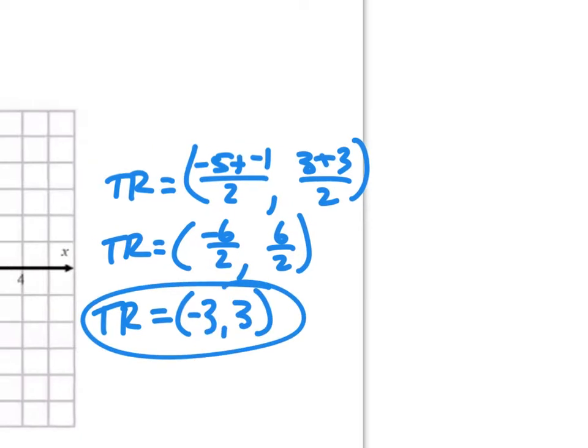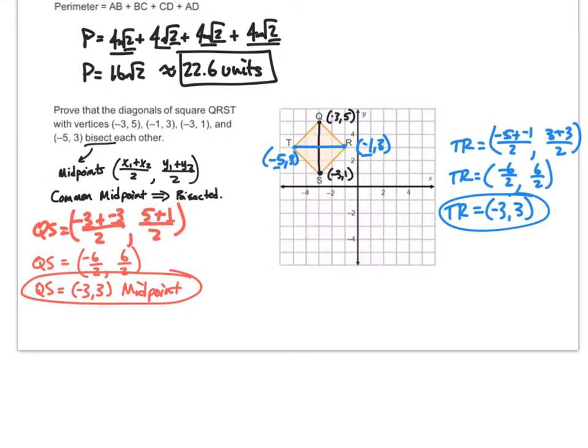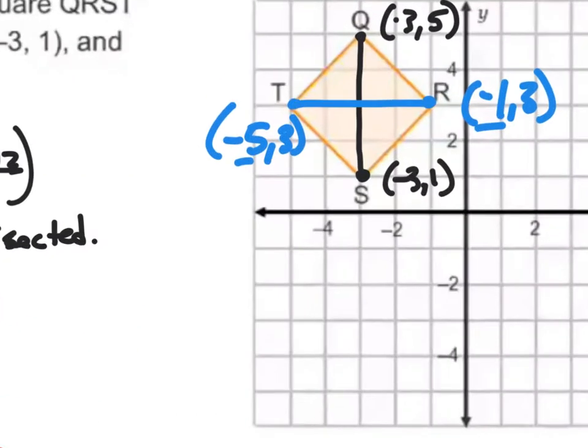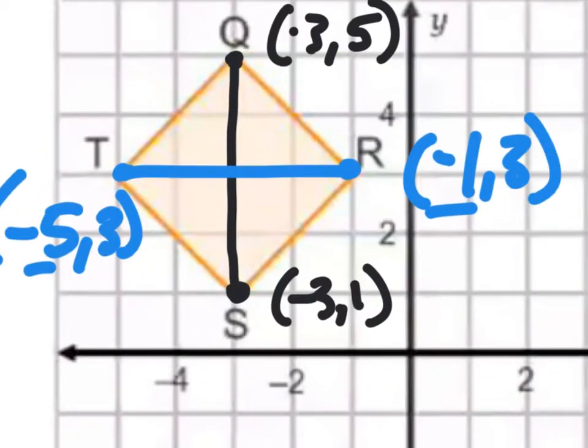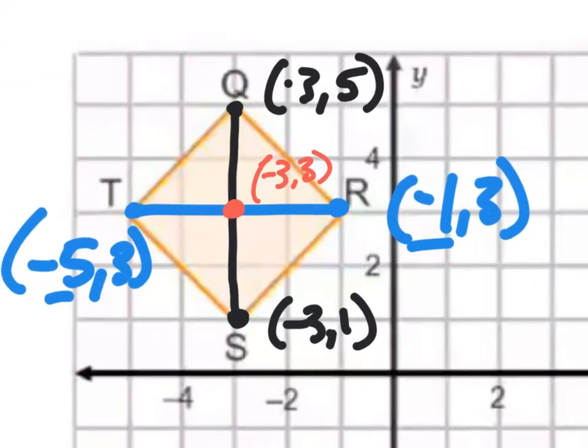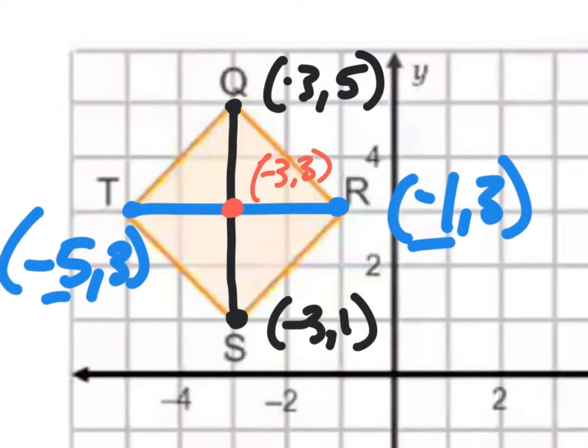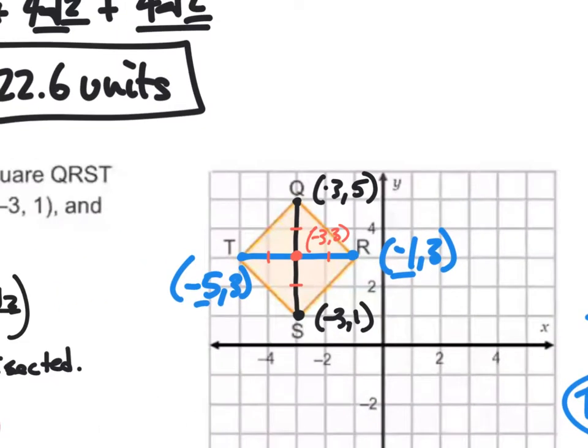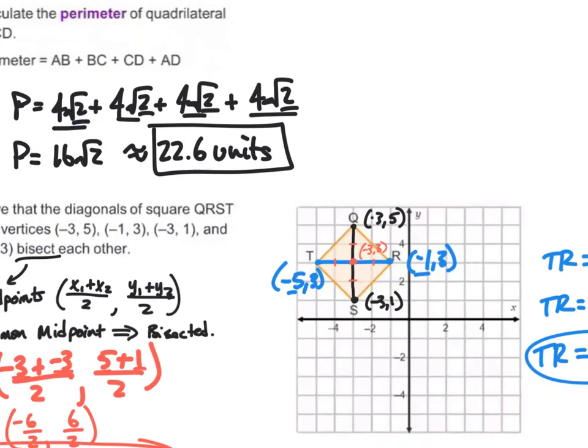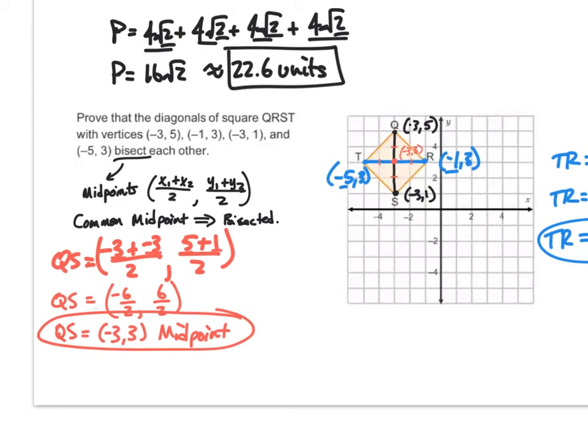All right, and because we share a common midpoint, we have the same thing, negative 3, 3. Let's label that point here. That midpoint, negative 3, 3, is right here. Once we have that common midpoint, we know, and a midpoint just cuts something in half, these are all congruent. We already know it's a square, but we just wanted to verify that those are bisected.